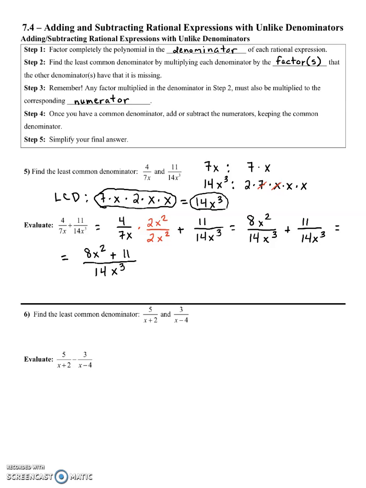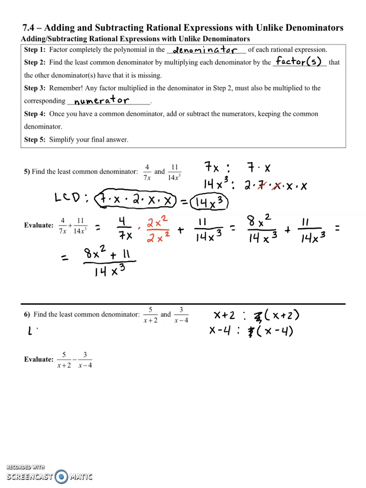So let's do it again for 5 over x plus 2 and 3 over x minus 4. So in this case, we have to treat the x plus 2 as a whole factor and the x minus 4 as a whole factor. So x plus 2 factors only into 1 times x plus 2, and of course we can ignore the 1. X minus 4 factors the same way. It's 1 times an x minus 4, and again we can ignore the 1.